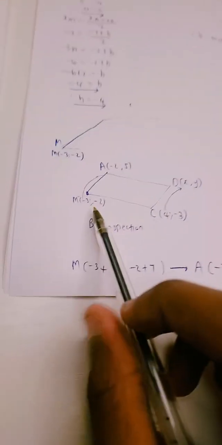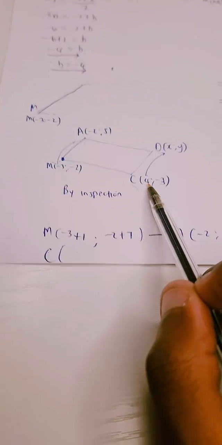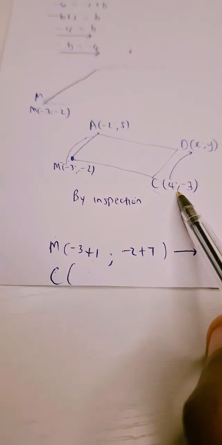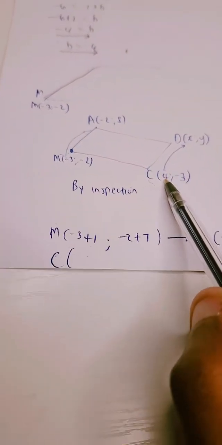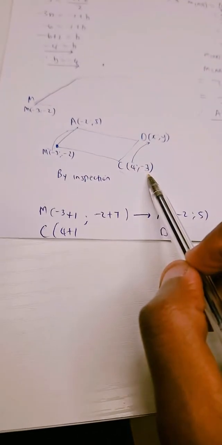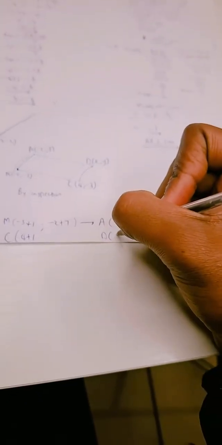Now, if we are moving in this direction, then for C, we can move in the same direction. So what are we going to do then to the x coordinate of C? If we added 1 to the x coordinate of M, then we need to add 1 to the x coordinate of C. So that would mean 4 plus 1. What does the x coordinate of D become when we add 1 as well to the x coordinate of C? That becomes exactly 5, right?